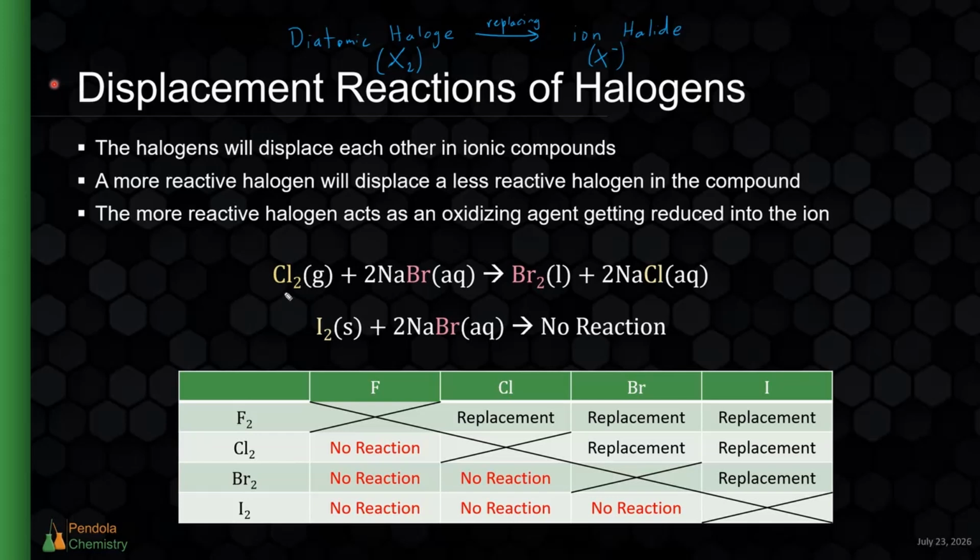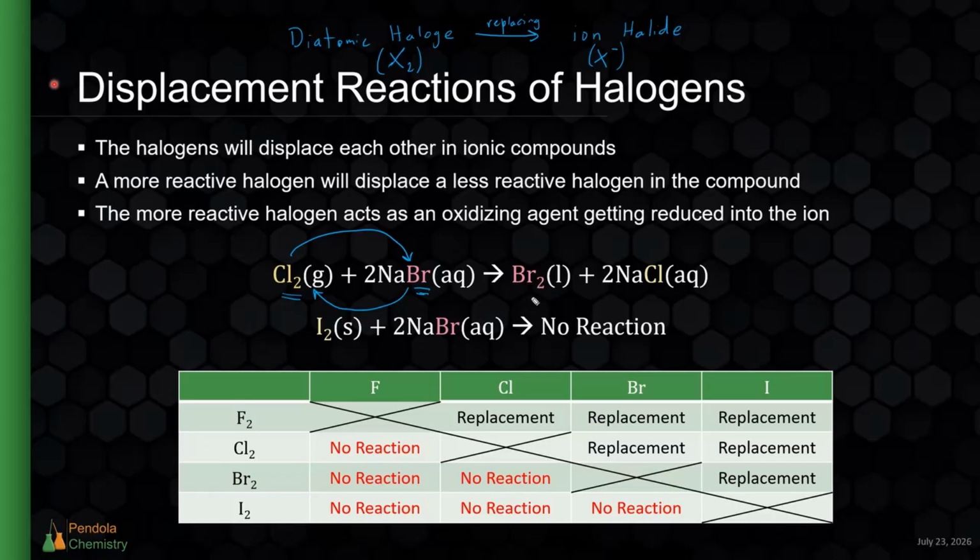A more reactive halogen like chlorine can displace the bromide ion in a compound because it is more reactive than the bromine. So in this case, the chlorine replaces the bromine in the sodium bromide because it is a single replacement reaction, and the bromine leaves. So the bromine becomes Br2, which is a liquid, as we saw in section 1, plus sodium chloride, because the chlorine becomes the chloride ion.